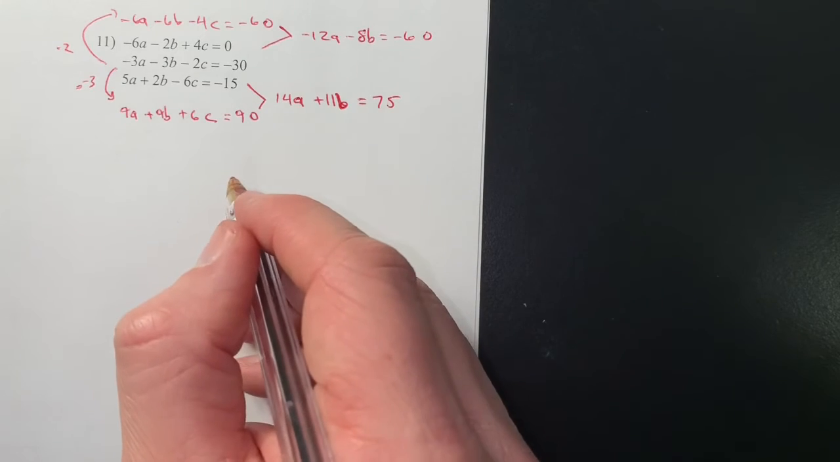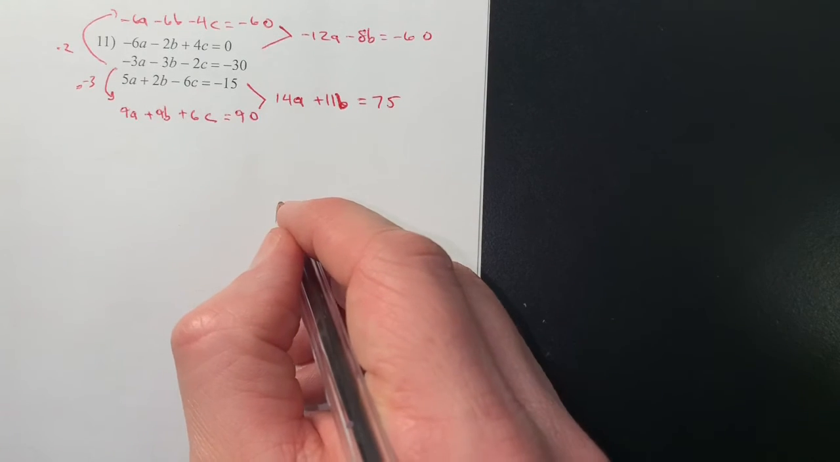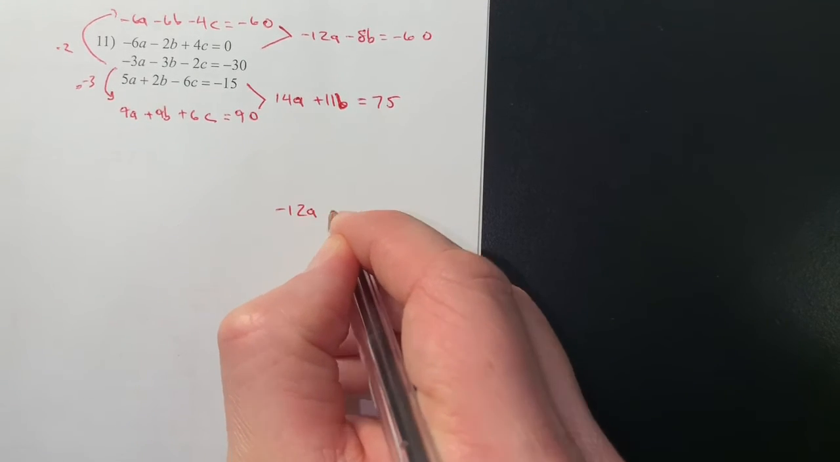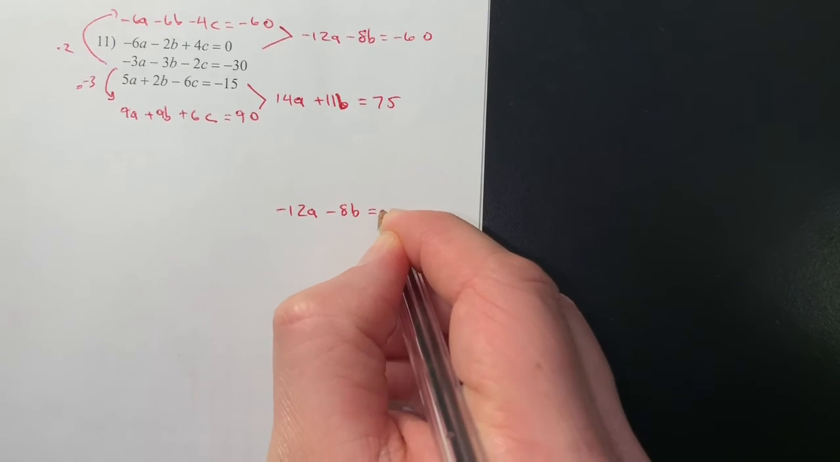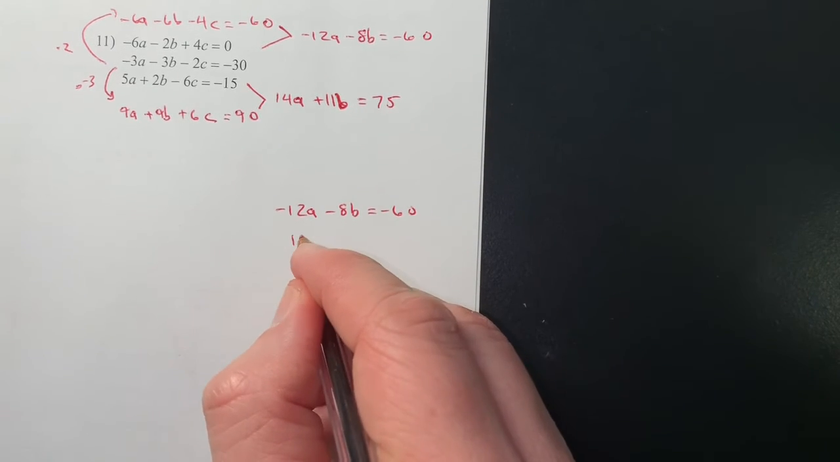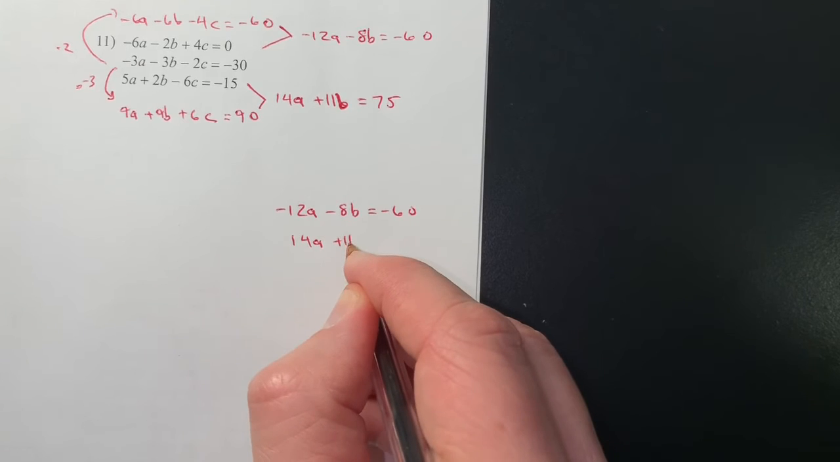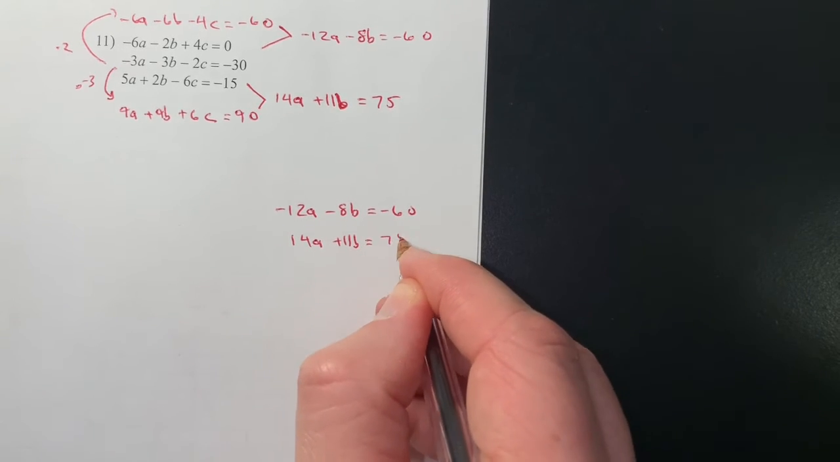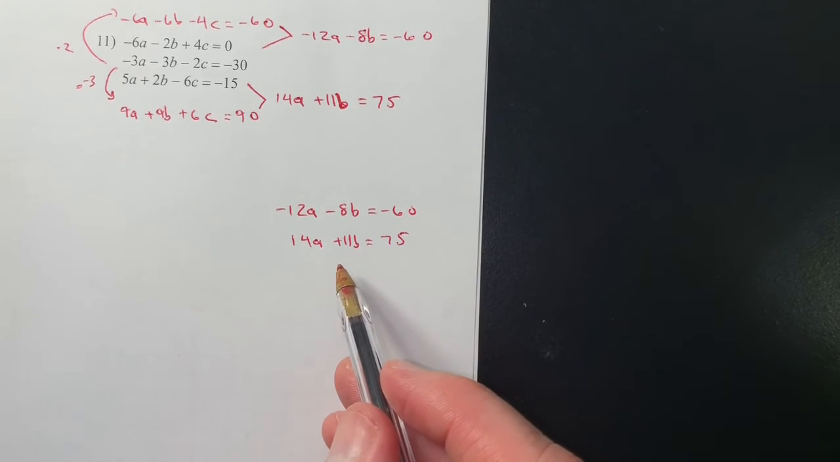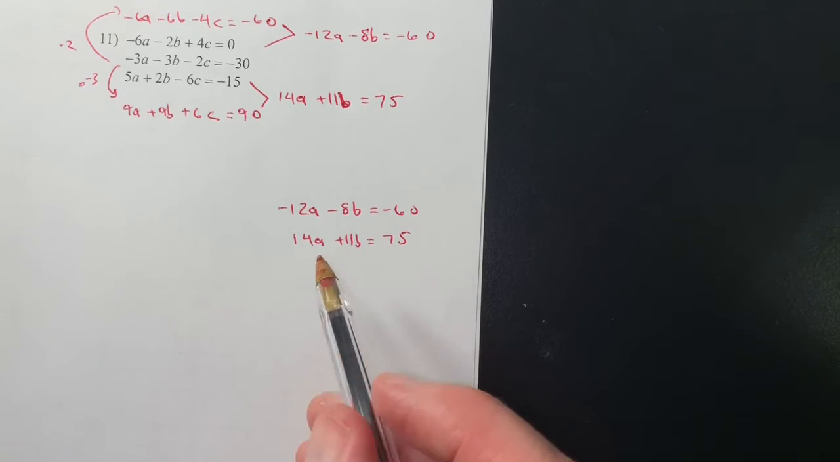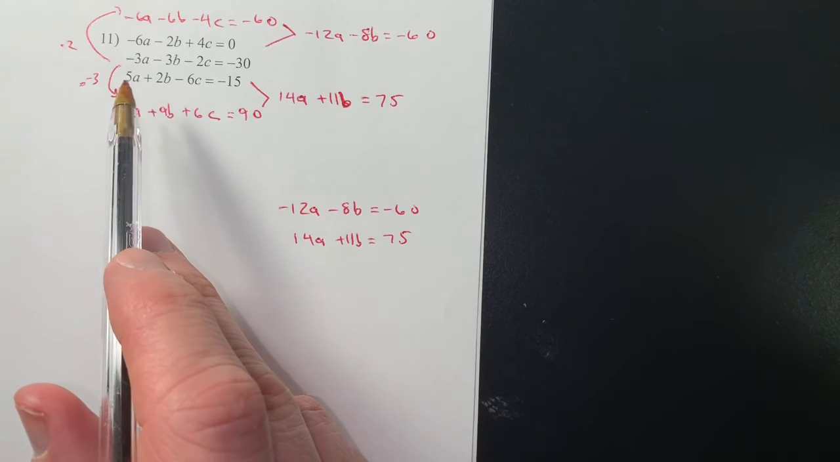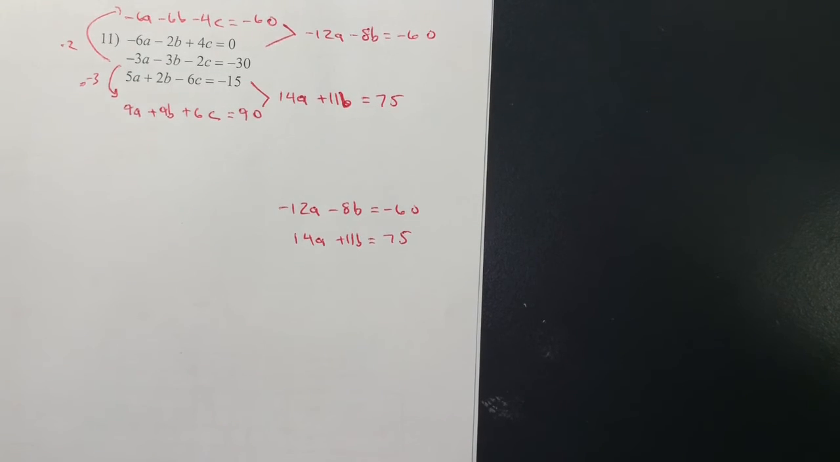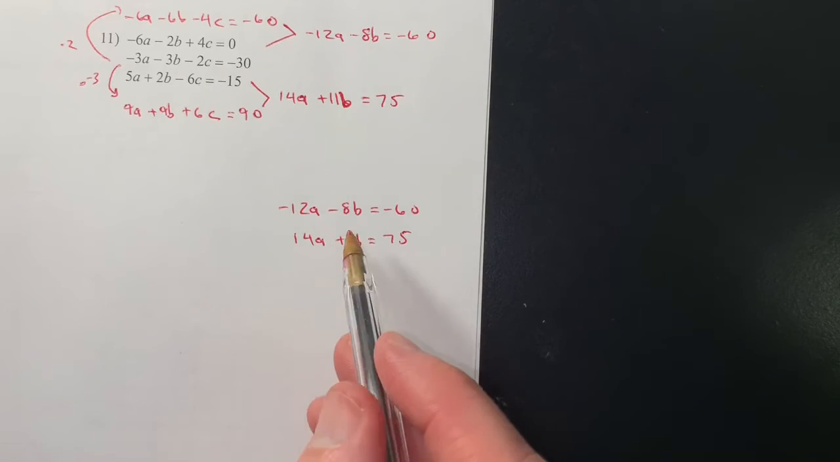So this is my 2 by 2 system. I'm going to rewrite that system down here. Negative 12a minus 8b equals negative 60. And 14a plus 11b equals 75. Okay, so I'm going to solve this system of equations to find a and b. And when I'm done with that, I'll go back up to the original and plug into one of those three equations to get c.